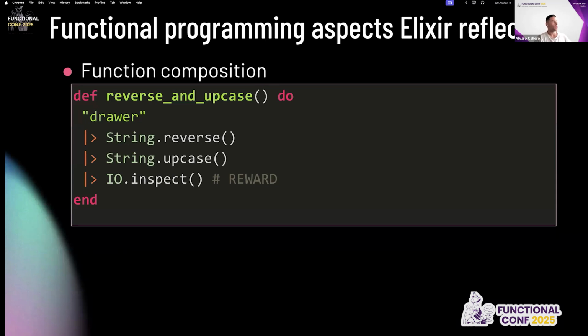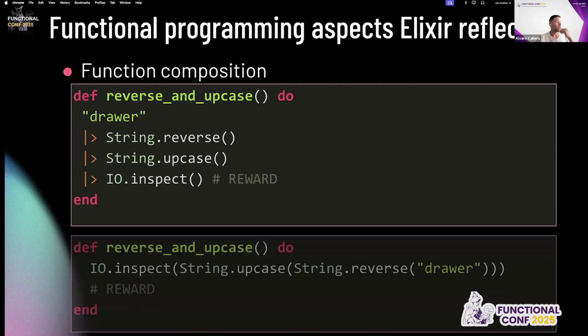The pipe operator takes the expression on the left-hand side of the pipe, in this case string drawer, and produces a value that will be the first argument received by the function on the right-hand side of the pipe. In this case, drawer will be the input for string reverse, then the output of string reverse will be the input of string uppercase, and finally the output of uppercase will be the input of IO.inspect, and this finally will be the string reward. Okay, so every time we have function composition, the pipe operator is more than welcome to be used.